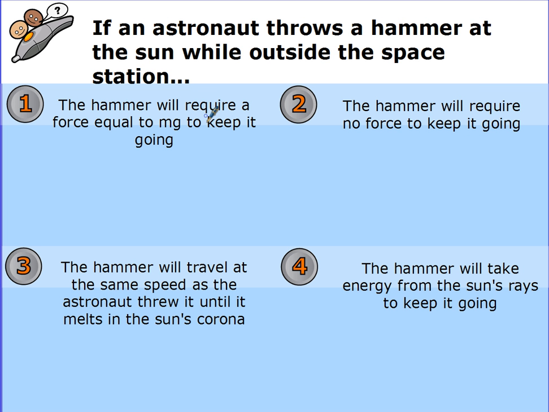Now, an astronaut throws a hammer at the sun while outside the space station. The hammer will require a force equal to mg to keep it going. No. The hammer will require no force to keep it going. The hammer will travel at the same speed as the astronaut threw it until it melts in the sun's corona. Well, yeah, until it's caught into some sort of gravity well. So this one might be right. The hammer will take energy from the sun's rays and keep going. No. That's sci-fi.